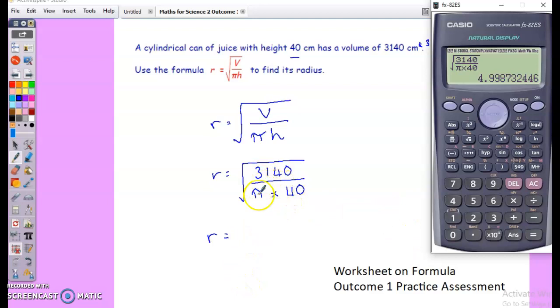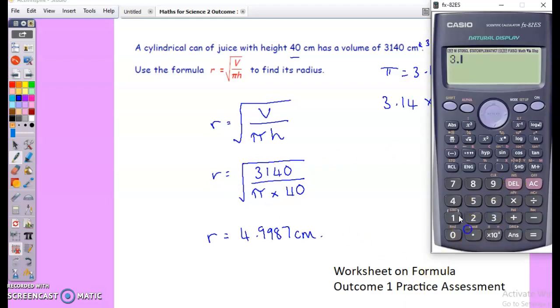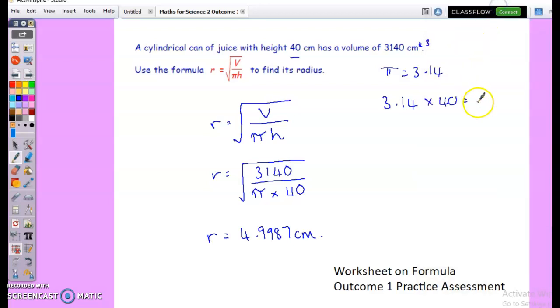Without your scientific calculator, you're best doing your bottom line first. Let me just finish there. 4.9987. And that will be in centimetres. Okay, so without a scientific calculator, pi is the same as 3.14. So we'll do 3.14 times 40 to get what this bottom line will be, which is 125.6.